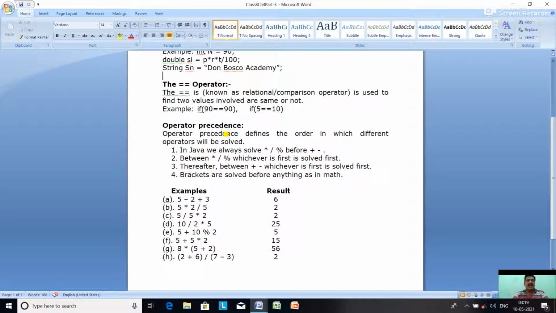Next, operator precedence. As in math, to solve an arithmetical problem, to evaluate an expression, we use BODMAS. But to evaluate arithmetical calculations in Java, we cannot use the BODMAS rule. So we have a separate rule. It is called operator precedence. Operator precedence defines the order in which different operators will be solved, in which way different operators will be solved, like the BODMAS rule which we follow in math.